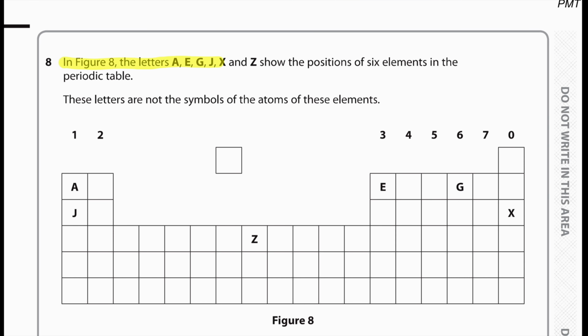In figure 8, the letters A, E, G, J, X, and Z show the positions of 6 elements in the periodic table. These letters are not the symbols of the atoms of these elements. So from the periodic table, if we place them side by side, A in this case is representing lithium, J is representing sodium, E is representing boron, G is representing oxygen, X is representing argon, and Z is representing iron. Now, the way I did it is I placed the periodic table in the same place and looked up the position, and I determined what element they are.